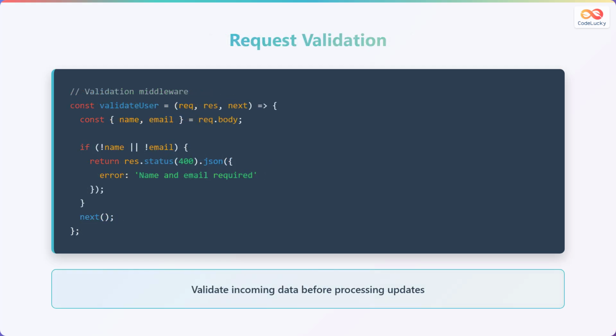Request validation is crucial when updating resources. It ensures that the incoming data meets the required criteria before processing the update. This helps prevent errors and maintain data integrity. Here's an example of validation middleware. We extract the name and email from the request body. If either name or email is missing, we return a 400 bad request status with an error message, indicating that both name and email are required. If the validation passes, we call next to proceed to the next middleware or route handler.